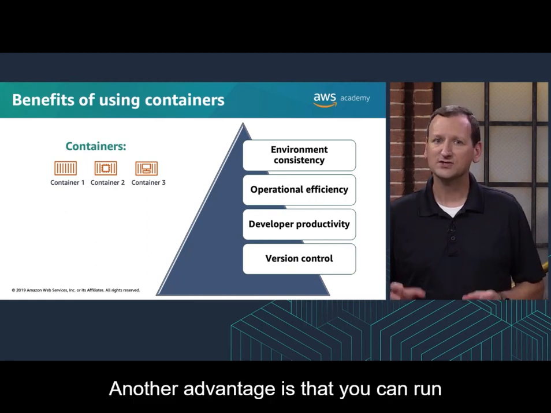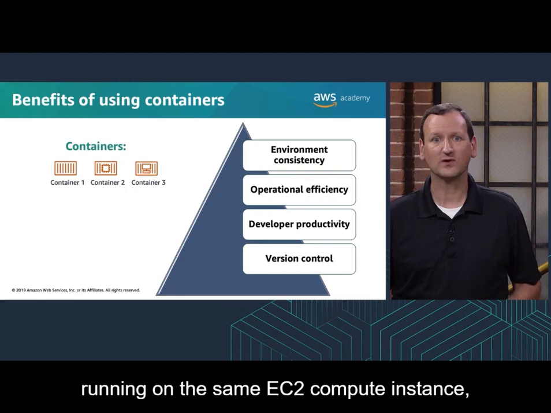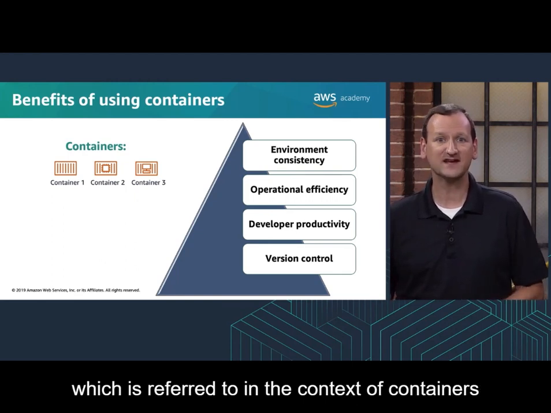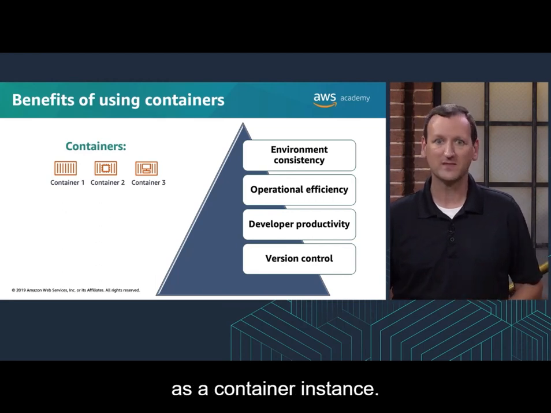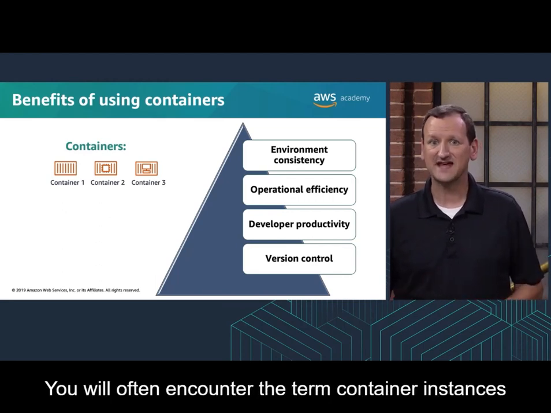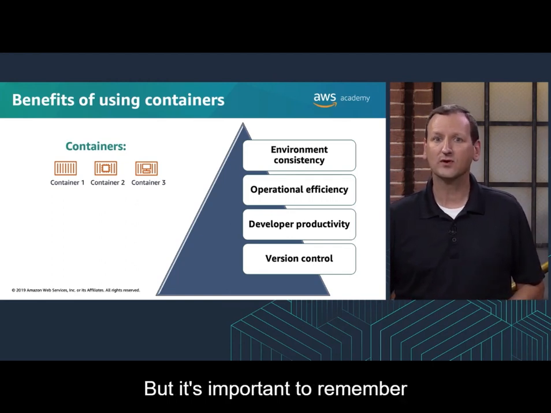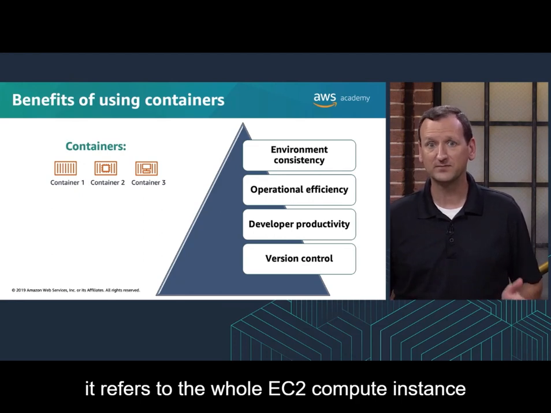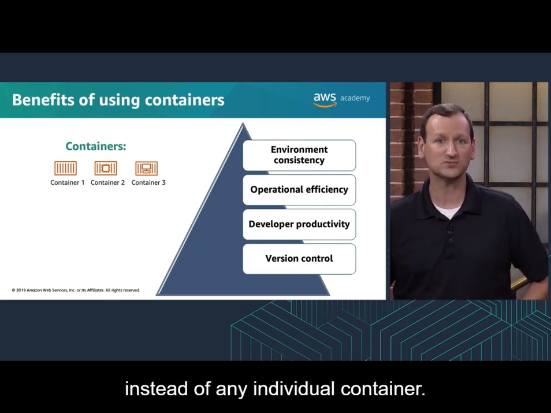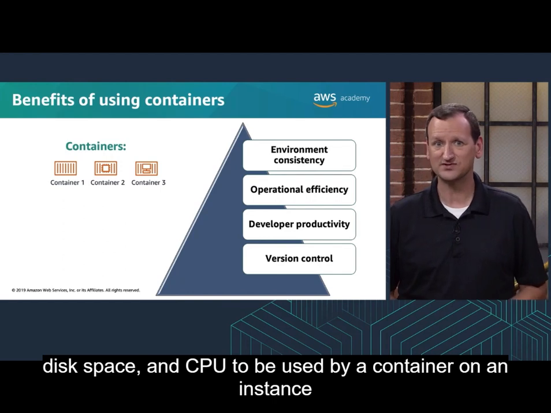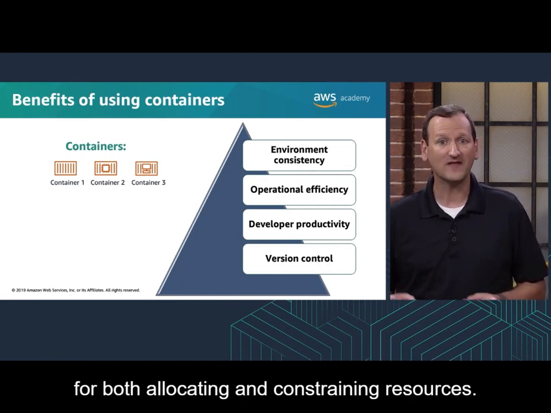Another advantage is that you can run multiple application components on the same EC2 compute instance, which is referred to in the context of containers as a container instance. You will often encounter the term container instances in the context of Amazon ECS, but it's important to remember it refers to the whole EC2 compute instance instead of any individual container. You can also specify the exact amount of memory, disk space, and CPU to be used by a container on an instance for both allocating and constraining resources.